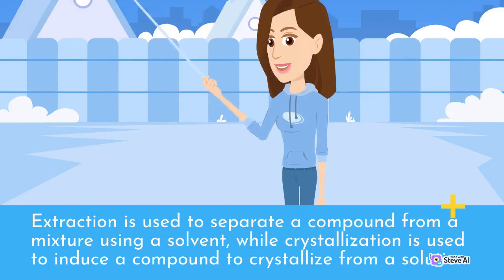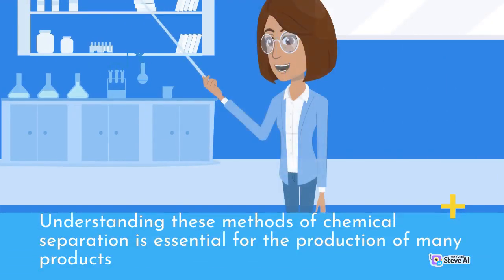Extraction is used to separate a compound from a mixture using a solvent, while crystallization is used to induce a compound to crystallize from a solution. Understanding these methods of chemical separation is essential for the production of many products.